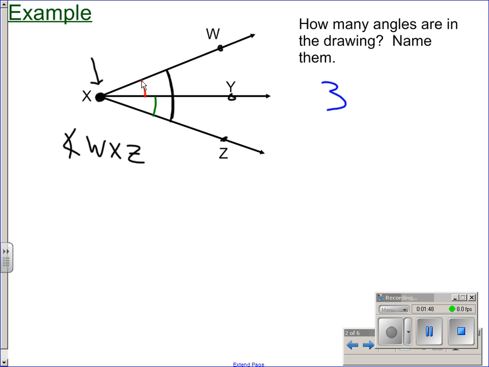All right, the angle that was with the red arc there was WXY. And like was written in the notes page, you could also write this going the other way around the angle, angle YXW. Does not matter which one you use. They're both perfectly acceptable. The green angle, angle YXZ, and same thing, you can name it angle ZXY. All right, that was the first example.